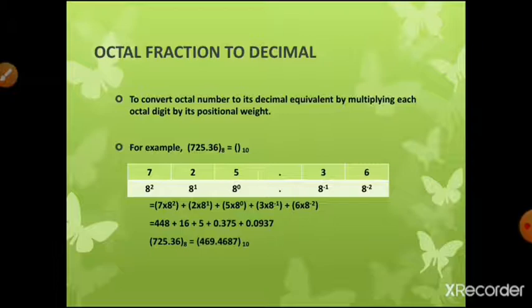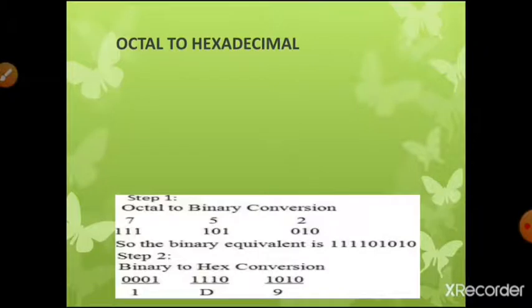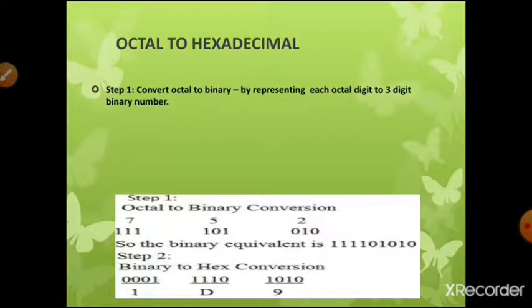Adding all the terms will give you the decimal number. Next one, octal to hexadecimal. So octal to hexadecimal, the first step is to convert the octal number to a binary number.